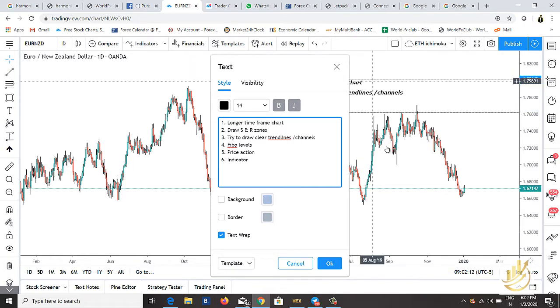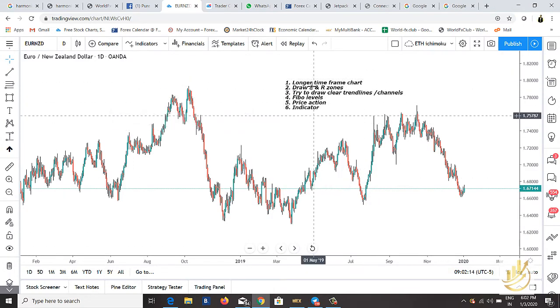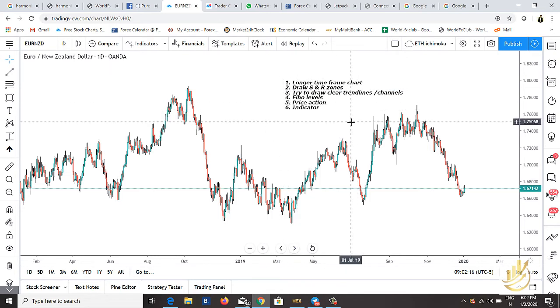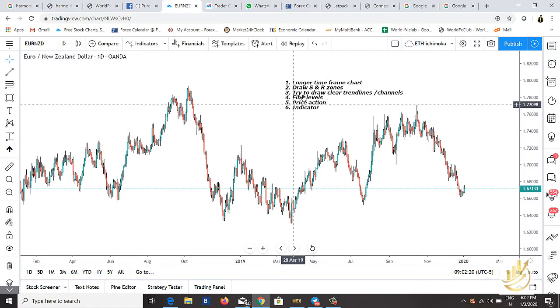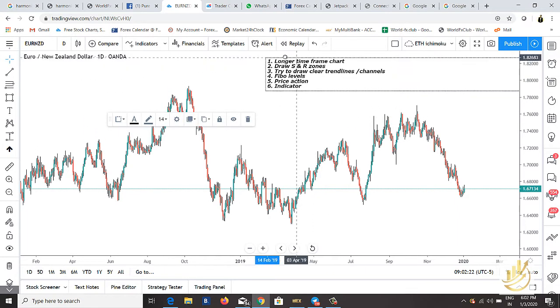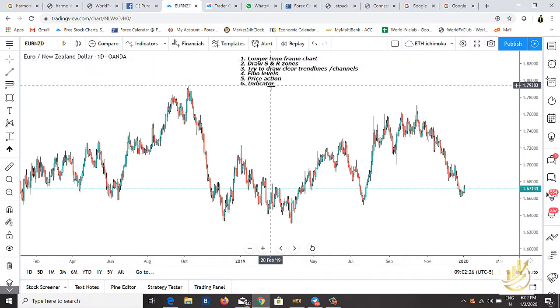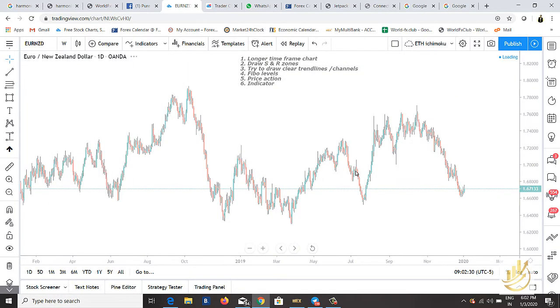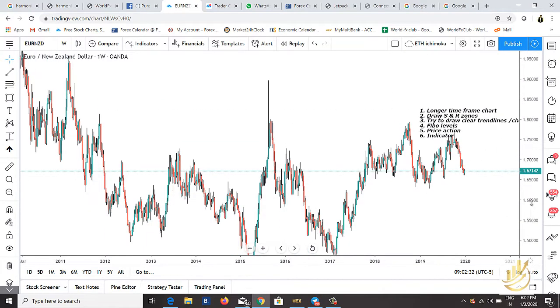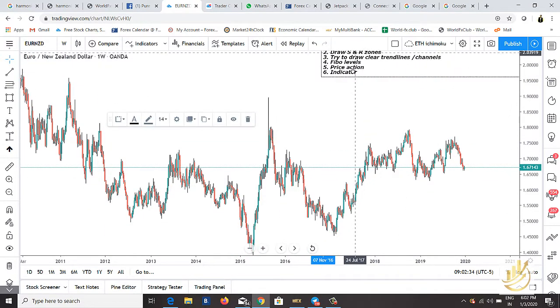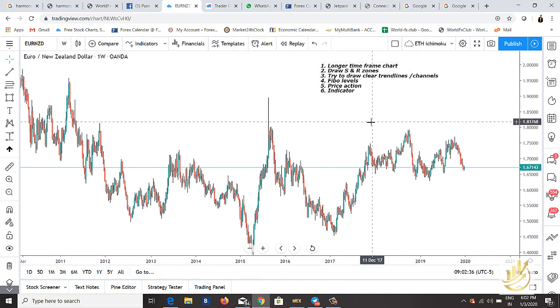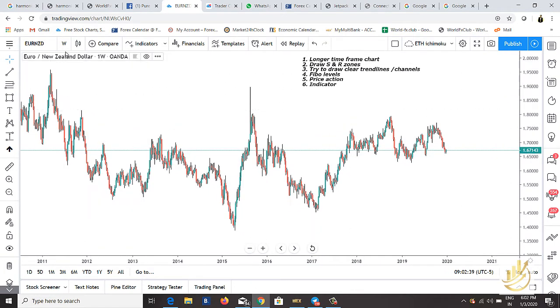So these are the main things that you have to look at every time you analyze any chart. You don't have to trade, just analyze. So first of all, what I said, look at a longer time frame chart. If I open a 1 week chart, this is a 1 week chart of Euro New Zealand.